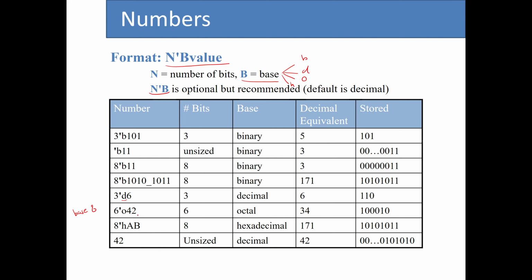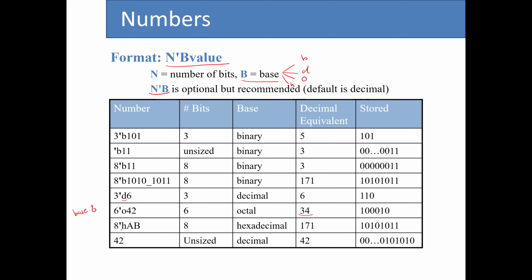So 42 is interpreted as a number in base 8, which is equivalent to 34 in decimal. And since we specified it to have 6 bits, it's going to be stored as 100010.